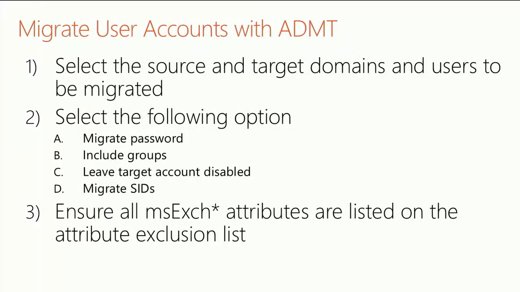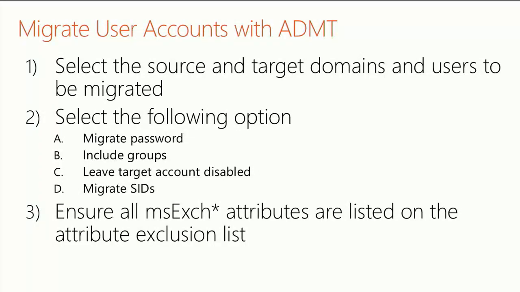I normally leave the target account disabled until I'm ready to tell the users to log off and log back on, or mainly until their workstation is migrated. So I'll normally pre-migrate all the accounts, leave them disabled. I won't remove the linked mailbox attribute until I'm ready to migrate their workstations, and then I migrate their workstations, enable their accounts, and clear out the linked account attribute on their mailbox.